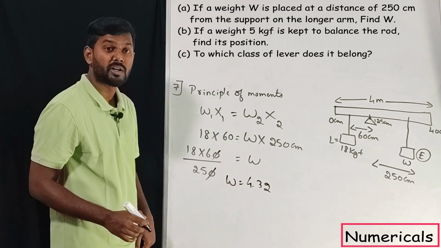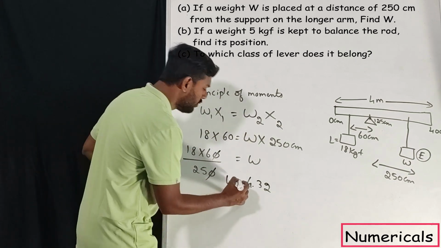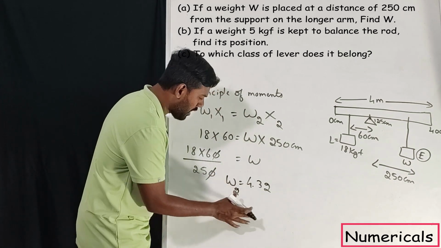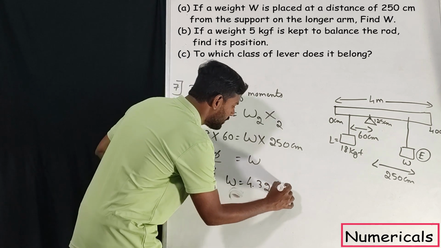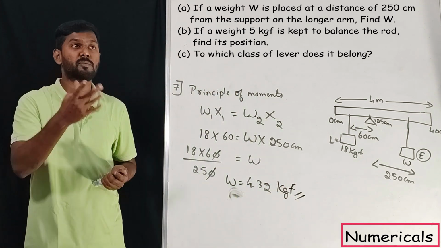4.32. What is the unit of W? What is the unit of W1? That is in kgf. W2, or the extra weight, is also nothing but kgf. That's it. Okay, now we'll see the remaining questions.